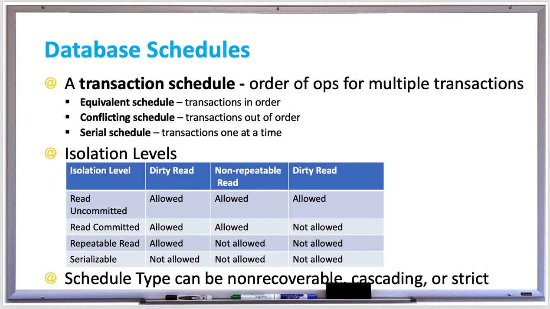Cascading schedule is when the rollback of one transaction results in the rollback of another transaction, and this may degrade the database performance. And many databases just don't even allow this. And then there's strict schedule, where the rollback of one transaction does not cause the rollback of other transactions. And this is supported by most databases, and it helps make the recovery system easier, and it improves the efficiency of the database.